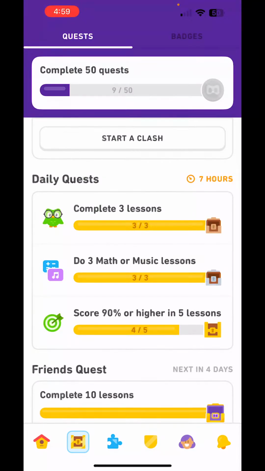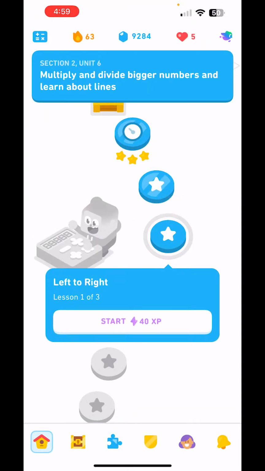Okay, so in order to open the gold chest, we need to complete 1 more lesson and score 90%, which I think we can do. It seems like we're on the easy side of Duolingo right now. Oh, wait, we're on to a new topic, left to right. I'm not sure what that means.